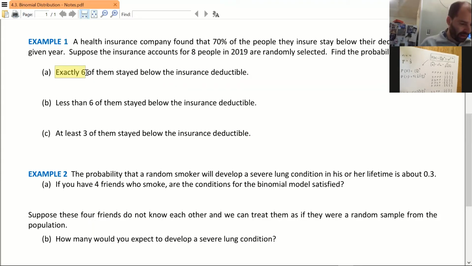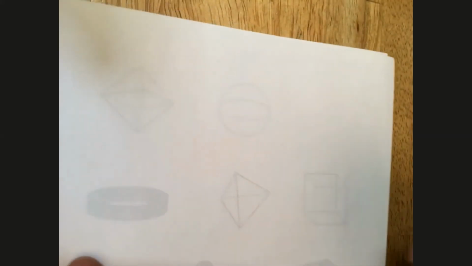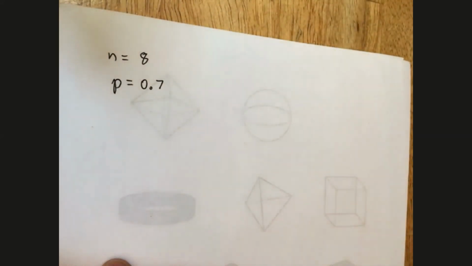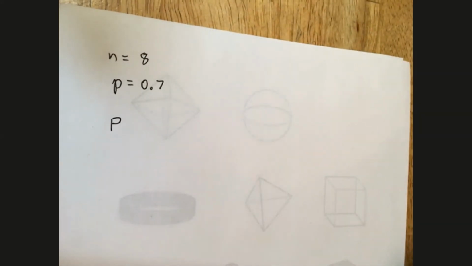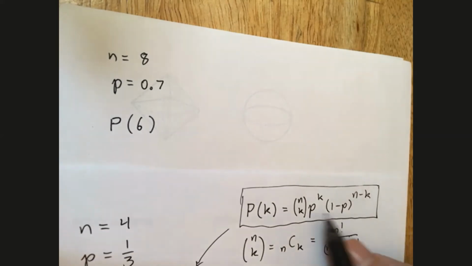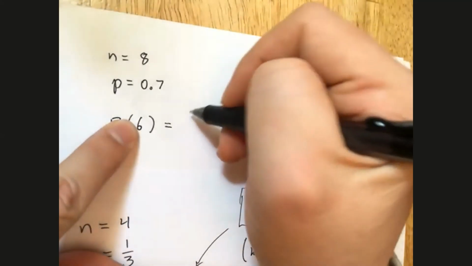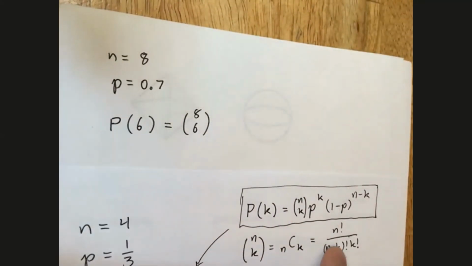Okay, so let's go down below and write this down. Our n is 8. We're choosing 8 people. The probability of a success is 0.7. And we're looking for the probability that we had exactly 6 successes, exactly 6 people stayed below their deductible. Well, if we go back to our formula right here, this is it. It's going to be n choose k, so 8 choose 6. And that's just using this formula.